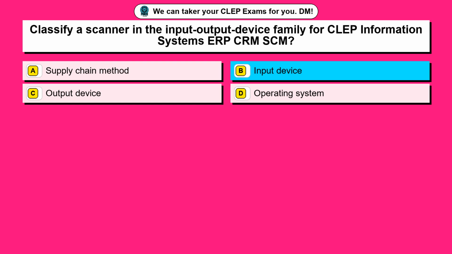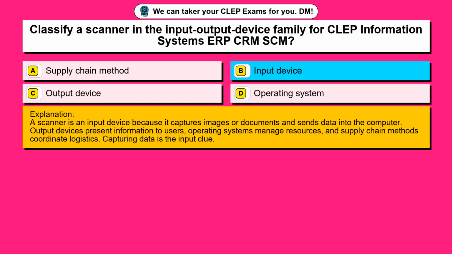Input device. A scanner is an input device because it captures images or documents and sends data into the computer. Output devices present information to users, operating systems manage resources, and supply chain methods coordinate logistics. Capturing data is the input clue.